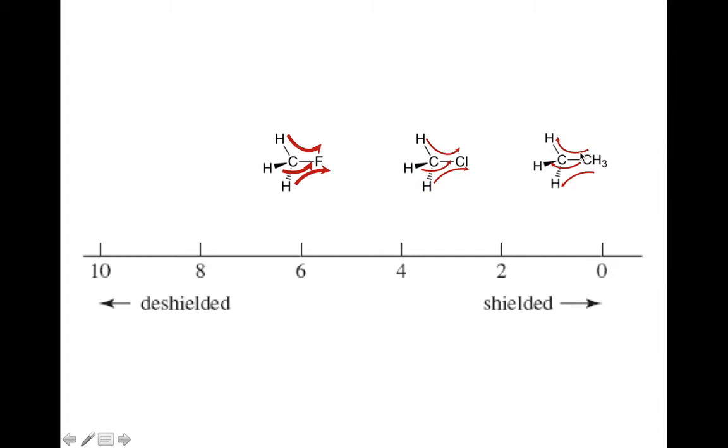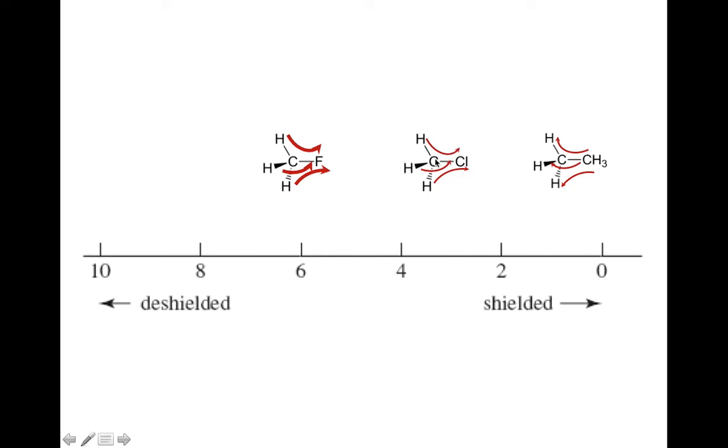So that methyl group is donating a little bit of electron density, putting a little bit of extra electron density around the hydrogen, and that shields this hydrogen nucleus from the applied magnetic field. So it doesn't feel the applied magnetic field quite so strongly, and it appears down this end of the spectrum.